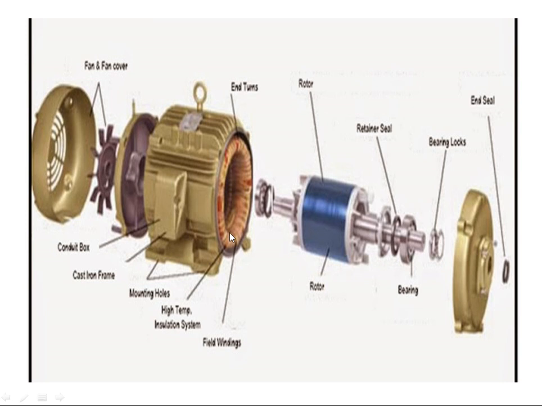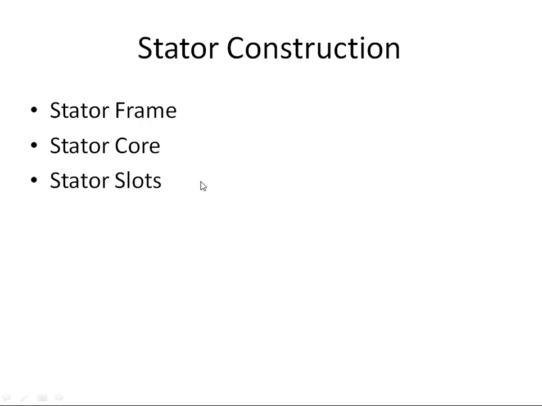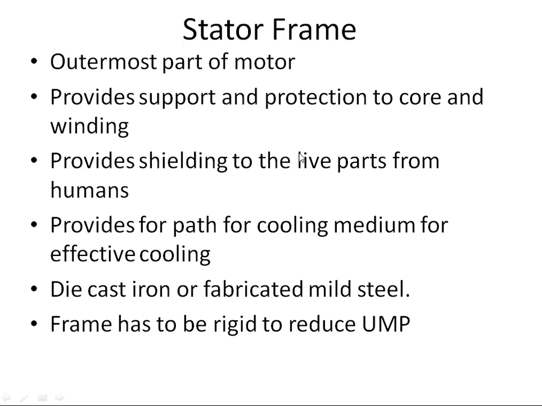For the winding, I want to specifically mention here that we can see only the overhang. The active part of the conductor will be inside the stator core. So basically this is the overall construction of the motor. In this first part we will be discussing only the construction of the stator. The stator of a three-phase induction motor consists of stator frame, stator core and stator slots.